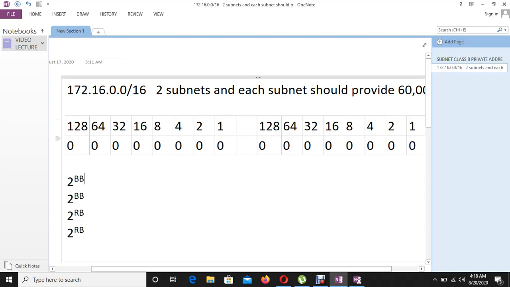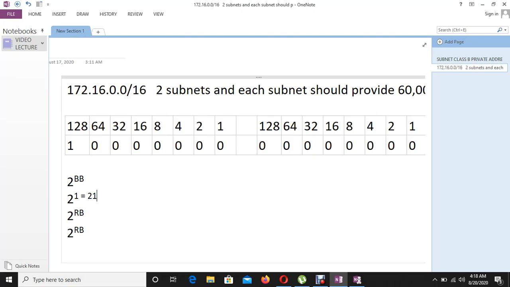Now, how many bits do we need to borrow? This is similar to what we had yesterday. We just need to borrow 1 bit to get 2 subnets. So if we borrow this 1 bit, the formula is 2 to the power of borrowed bits. How many bits did we borrow? We borrowed 1.